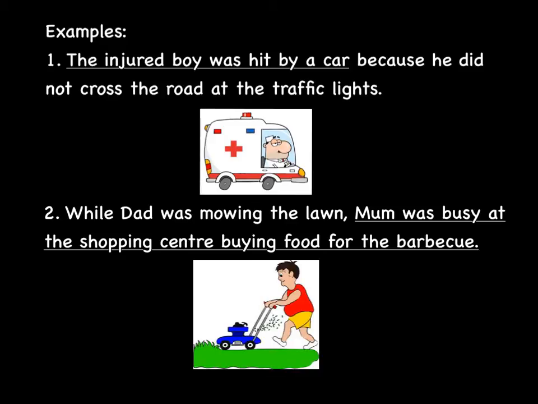Have a look at example 2. While Dad was mowing the lawn, Mum was busy at the shopping centre buying food for the barbecue. Again, the underlined part of the sentence, Mum was busy at the shopping centre buying food for the barbecue, shows you that that is the independent clause. Have a look at the part that is not underlined. While Dad was mowing the lawn, as you can tell, it seems to be looking for more information to make it complete. It is not a complete thought. Let's go on to the final slide.